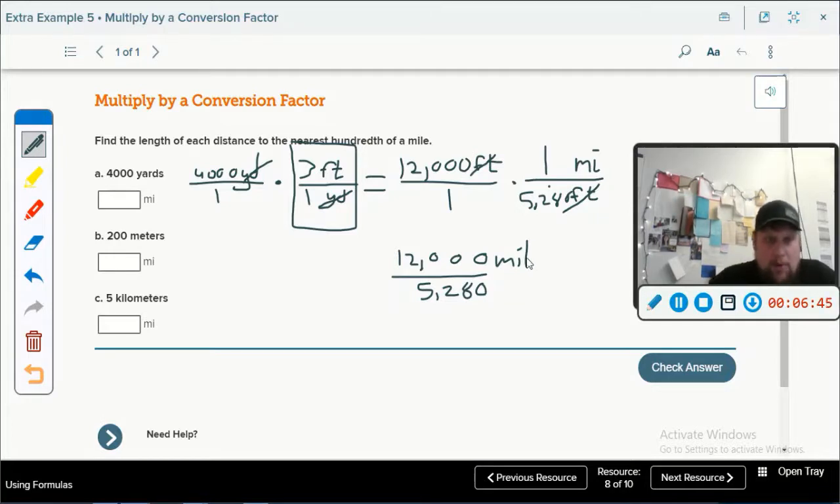equals approximately, and it says to the 100th of the mile, by the way. This is to the nearest 100th of a mile. This gives me 2.272, which means we cut it off at the hundredths. The 2 makes the 7 stay the same, so this is going to be 2.72 miles. Boom. Pause it, write that down. That's dimensional analysis. We're going to go to meters after this.